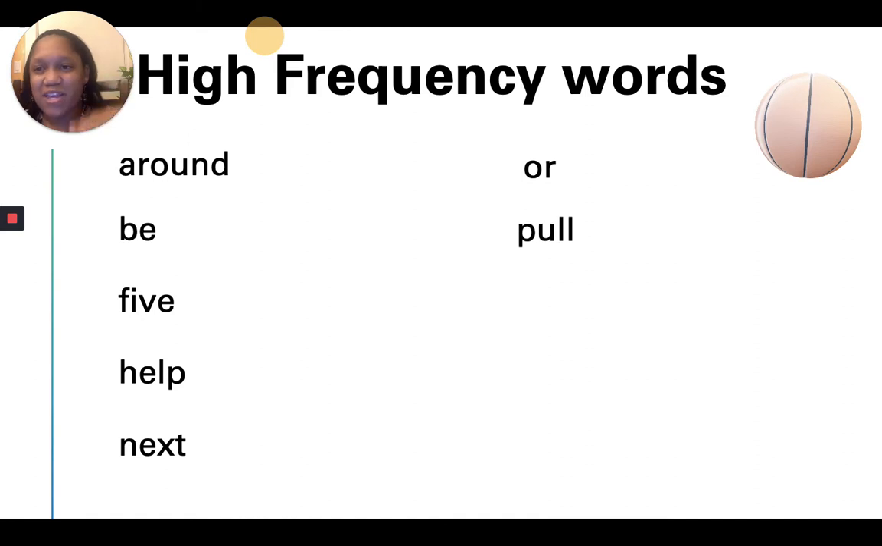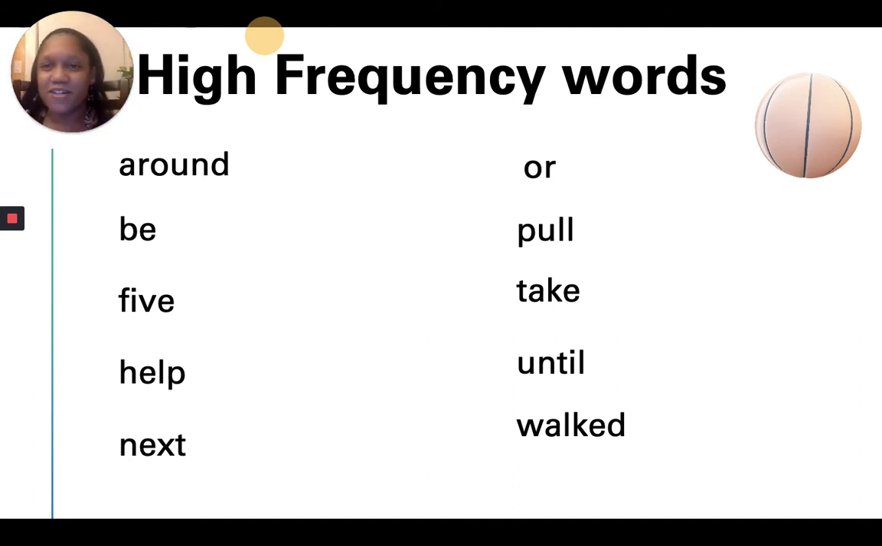Ready? P-U-L-L. Pull. T-A-K-E. Take. U-N-T-I-L. Until. Last one. W-A-L-K-E-D. Walked. Good job with the high frequency words.